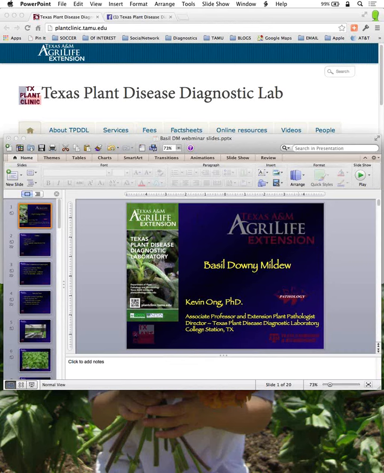Again, an excellent question about seed treatment. I don't know how much work has been done with that. At this point, there's no seed treatment that I'm aware of that's being used with basil seeds. So I can't comment much about that.